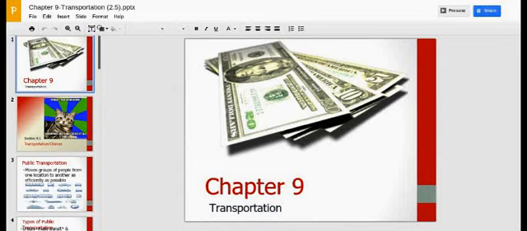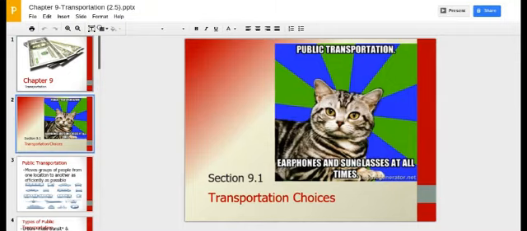Chapter 9, Transportation. We finished our housing chapter and home insurance, and now we're going to do the same for cars and automobiles. Section 9.1, Transportation Choices. Choosing between public and private transportation and what are the differences.